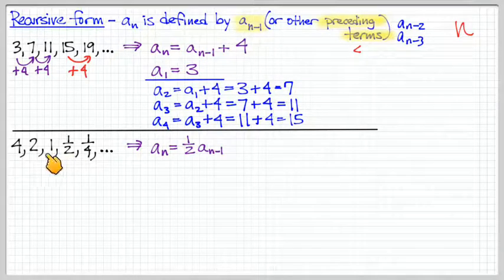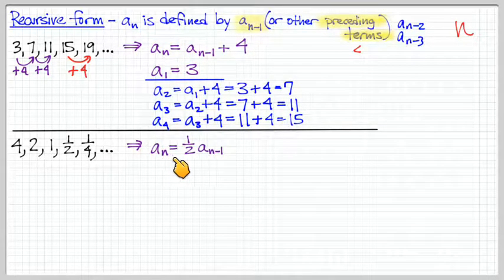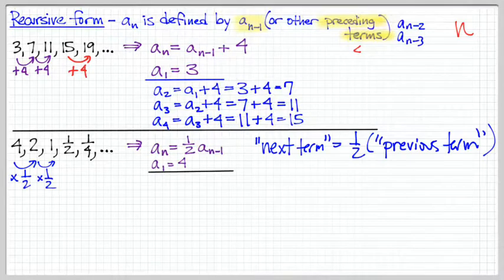Okay, now here's the geometric form. Every term I'm dividing by 2, multiplying by 1/2. So I say that the nth term, an, is equal to 1/2 of the term right before that. But I need to define my starting case as well. a1 is equal to the initial value of 4. So we say that our next term is 1/2 the previous term.